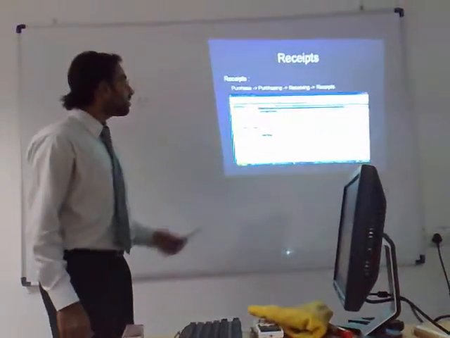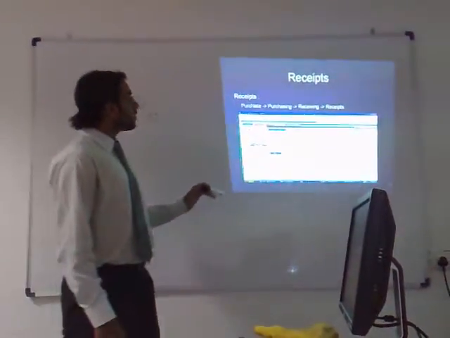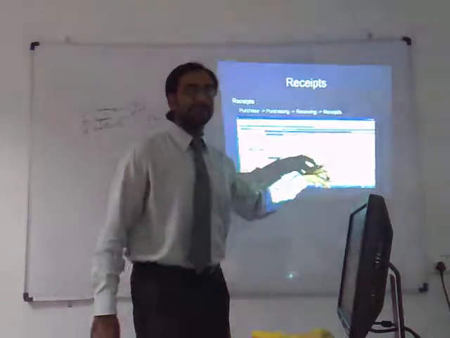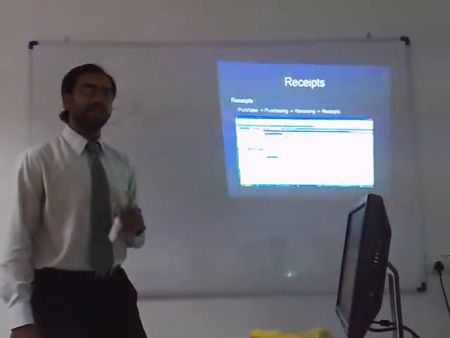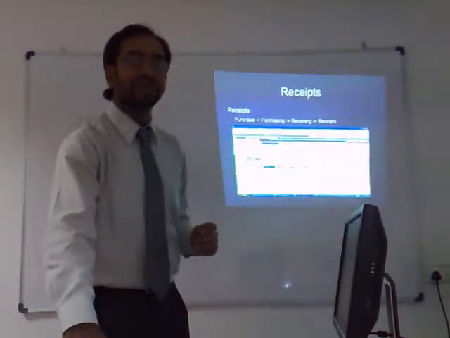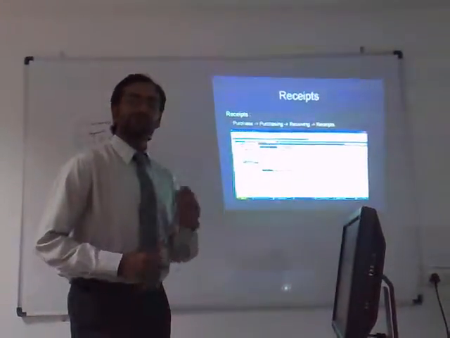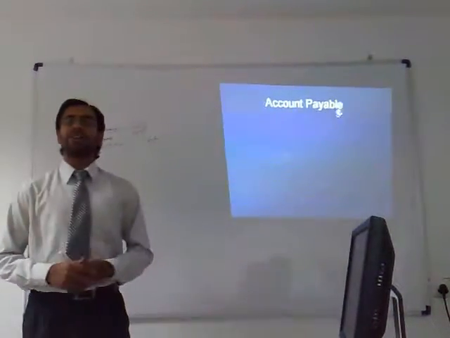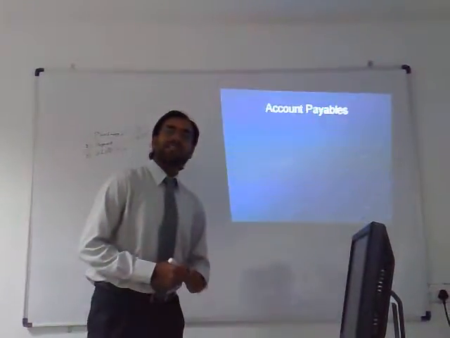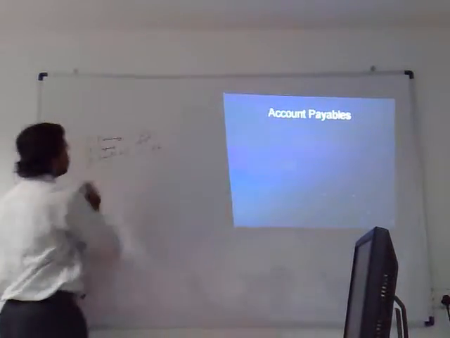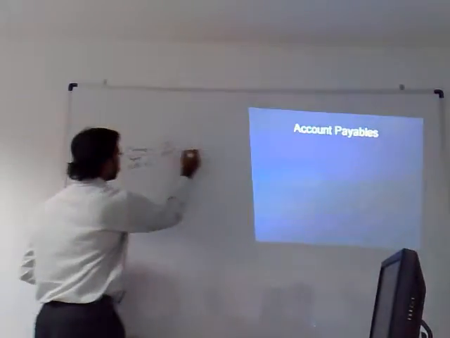So this is how we receive. As we have seen, this is the application through which we receive the material. Let's consider that we have received the material. Now we are going to pay, and this is done through accounts payable. This is the second part in our cycle. We have 3 parts in the cycle here, and we are done till this.